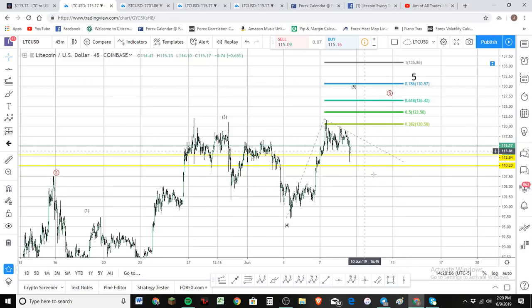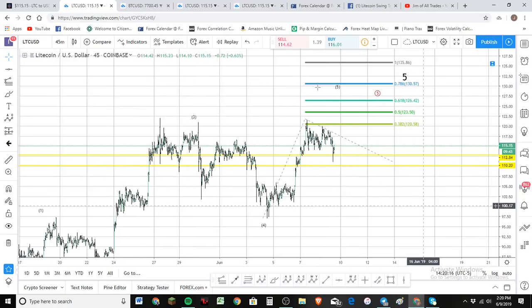So we got a good entry anywhere from now down to a pullback. I'm hoping for that pullback, and then we'll get our entry to the upside. Okay. All right, that's what we're looking for on Litecoin. I hope that helps you.